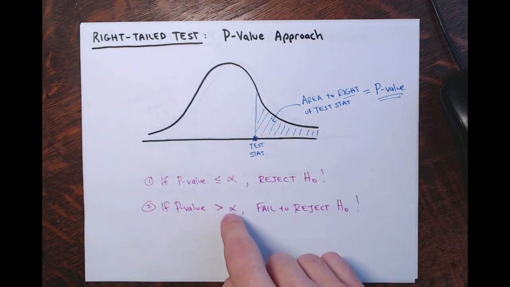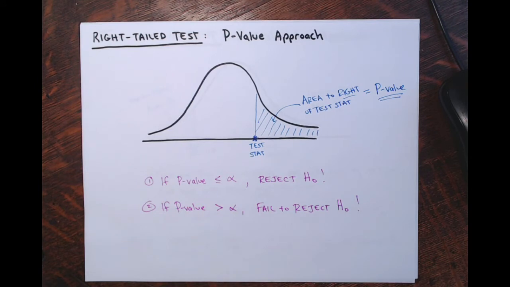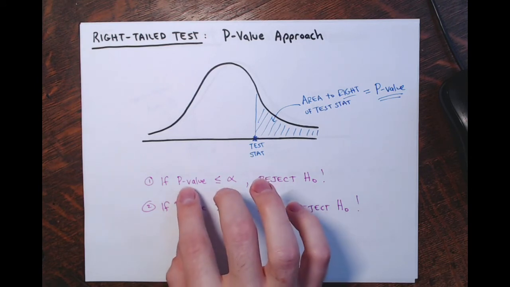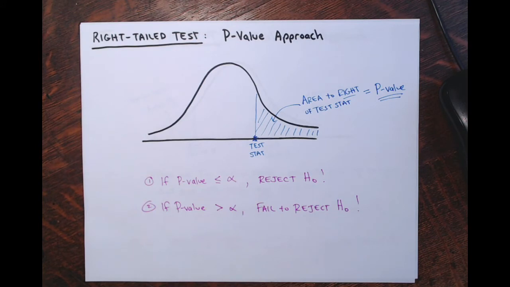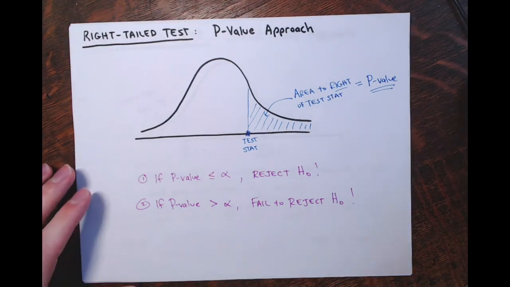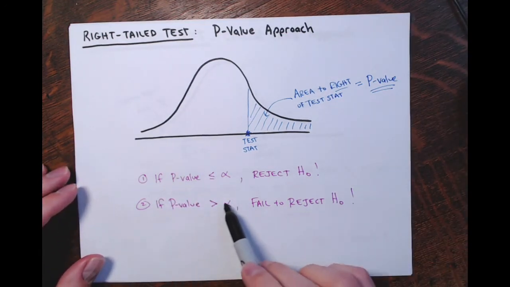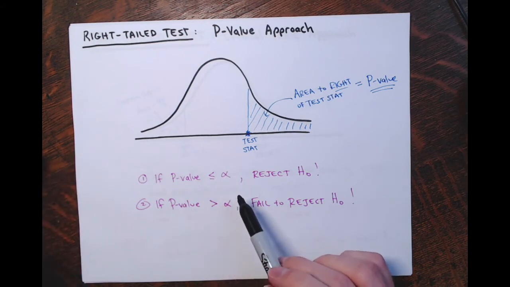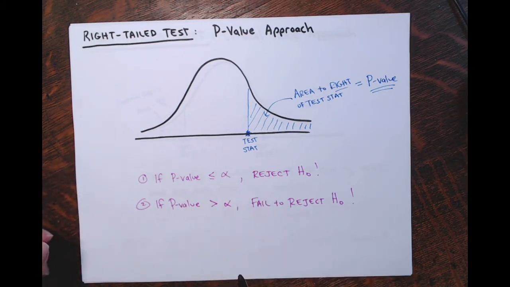And then you do the same comparison to alpha as I did with the p-value approach before. If the p-value is less than or equal to alpha, you're going to be rejecting whatever the null hypothesis is. If the p-value is greater than alpha, you're not going to reject the null hypothesis. And again, if you notice, this is the same comparison to alpha that was made with the p-value approach for the left-tailed test. I think I might have said that already.